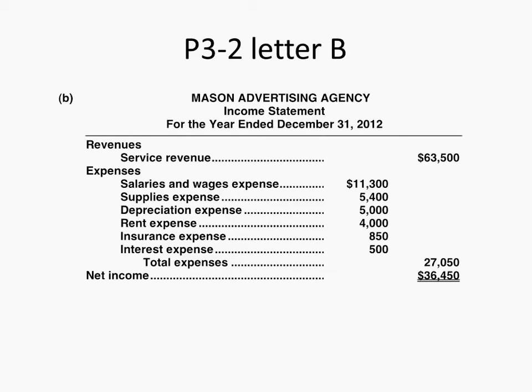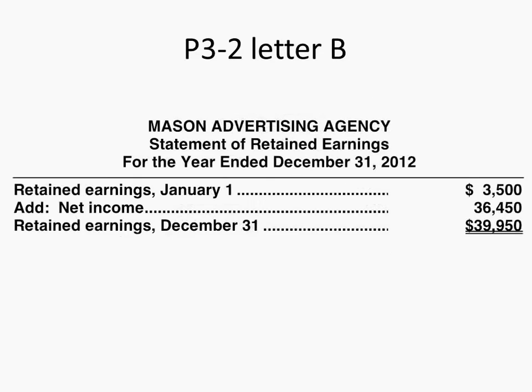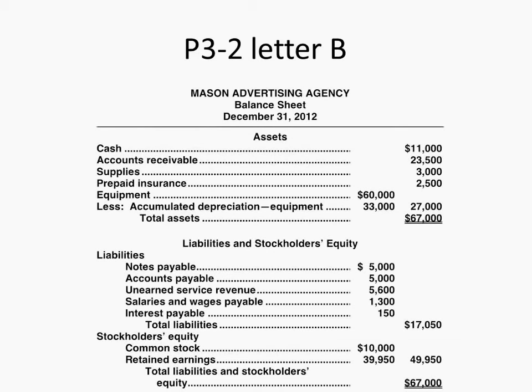And if this was multi-step and non-operating, would the interest expense fall under non-operating? Exactly, yes. So now we have a balance sheet. The balance sheet, very importantly, has to balance. So your assets have to equal your liabilities plus your equity. So you should have a $67,000 balance made up of this information.